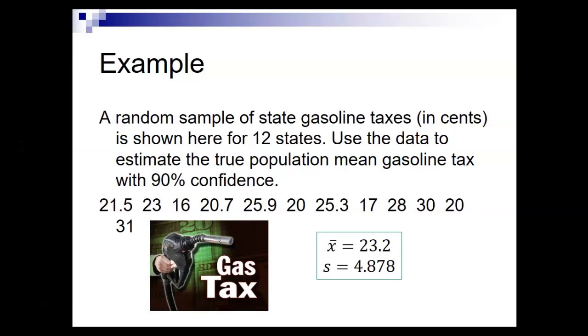Okay, one more example of finding a confidence interval for the mean. A random sample of state gasoline taxes in cents is shown here for 12 states. Use the data to estimate the true population mean gasoline tax with 90% confidence.